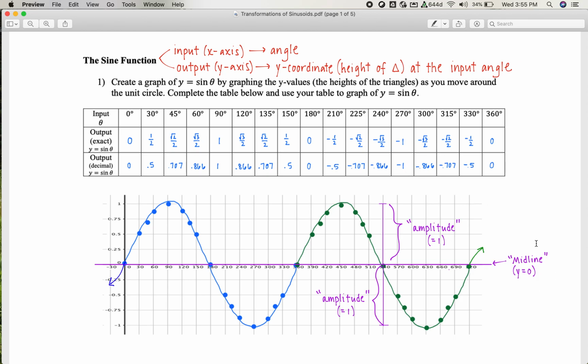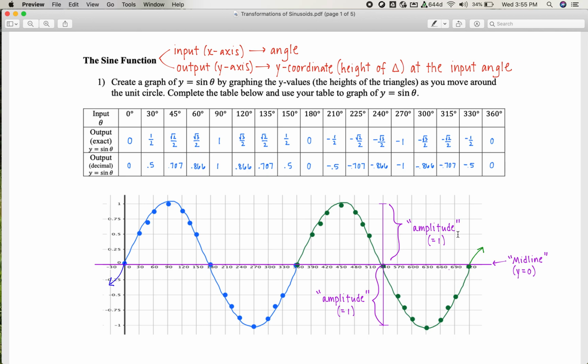I want to take just a minute here and introduce two new vocabulary words. The first one is the midline. Hopefully this one's somewhat intuitive right here. It's basically just the center of the graph. Notice that it's perfectly symmetric where I see the graph going equal distances above that line and below that line. It's kind of like that center of equilibrium, and we'll call that the midline.